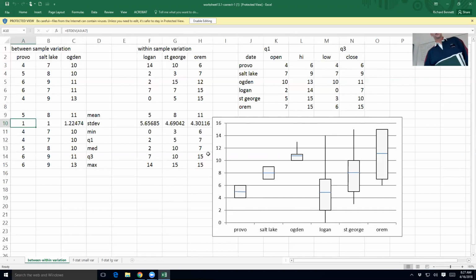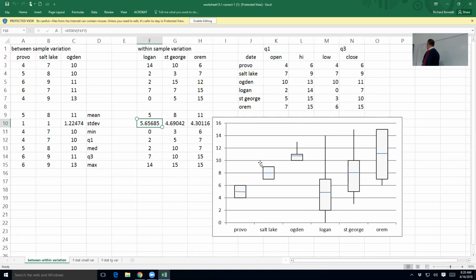All right, so let's do another case where we've got Logan, St. George, and Orem. Now we've got 3 others here. Once again, I have the exact same 3 means, 5, 8, and 11. You can see that the variation is much higher than the first 3 examples. But if I take the smallest here, which happens to be St. George, and double that, 4.69 times 2 is roughly 9. The largest is Logan, 5, which is less than 9. So we're assuming that these populations also have the same variance.